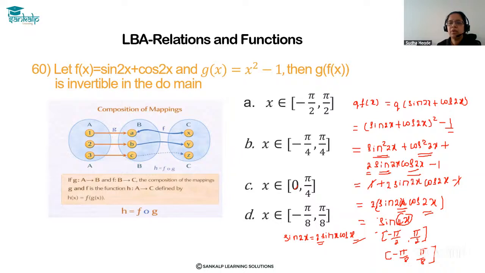Okay. So the last option D is the correct answer.